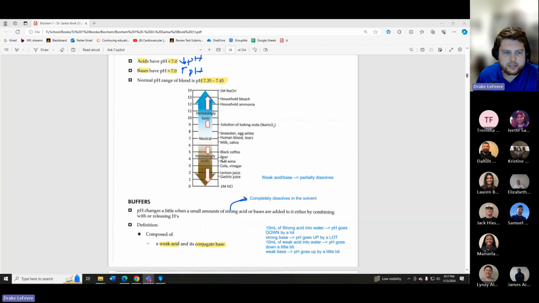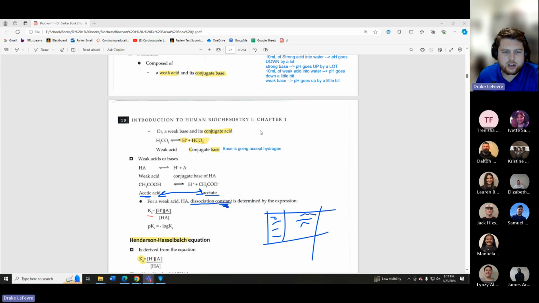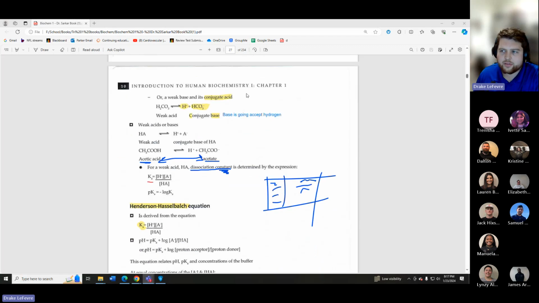Acid base, here's our whole pH meter. Buffers. We didn't talk a lot about buffers. How do we feel about buffers? Not great. Okay. Does anybody feel okay-ish with buffers? Okay-ish is the operative word.